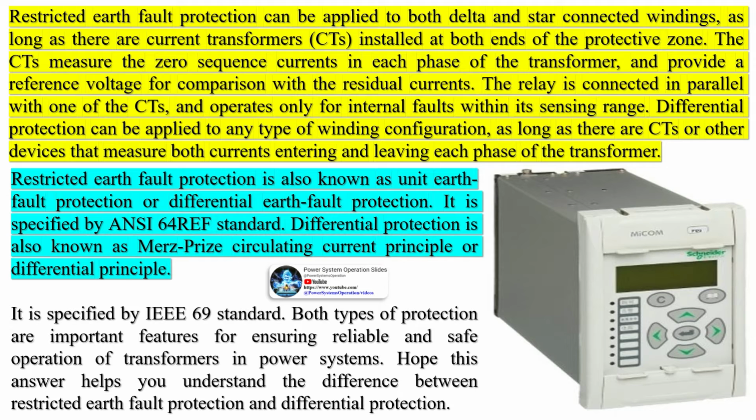Restricted earth fault protection is also known as unit earth fault protection or differential earth fault protection. It is specified by the ANSI 64 REF standard. Differential protection is also known as Merz-Price circulating current principle or differential principle. It is specified by the IEEE 69 standard.